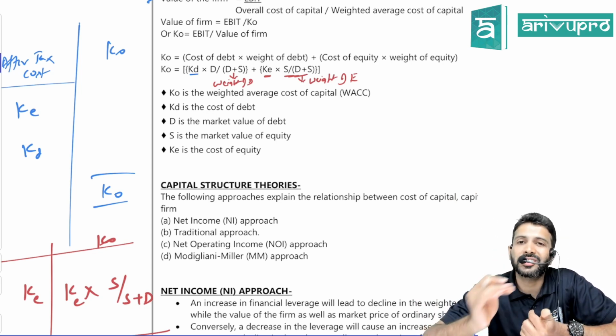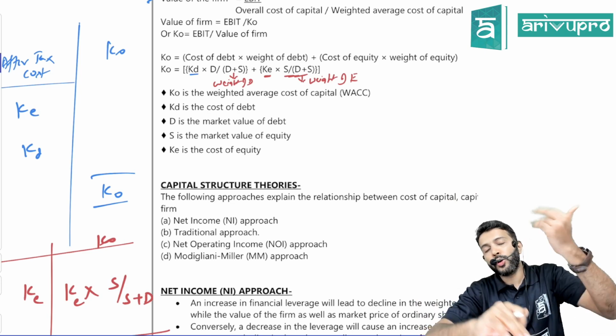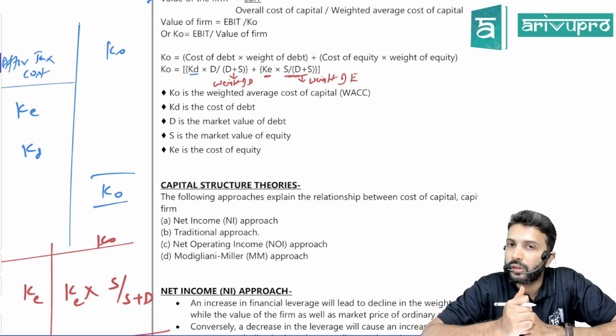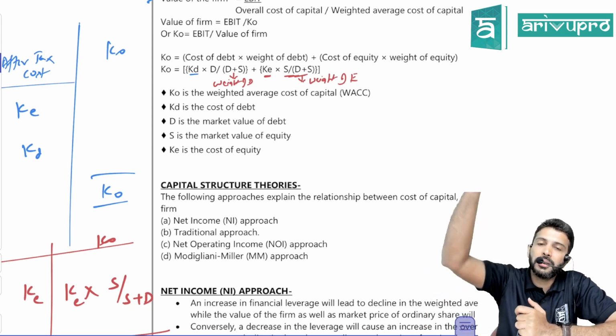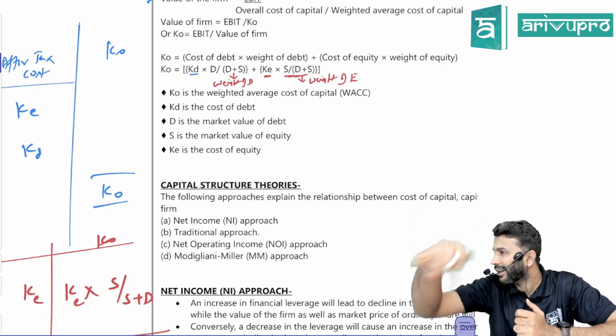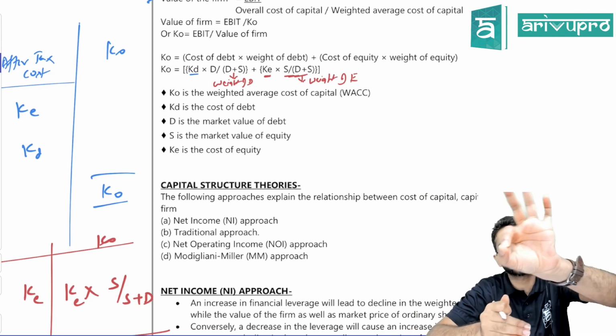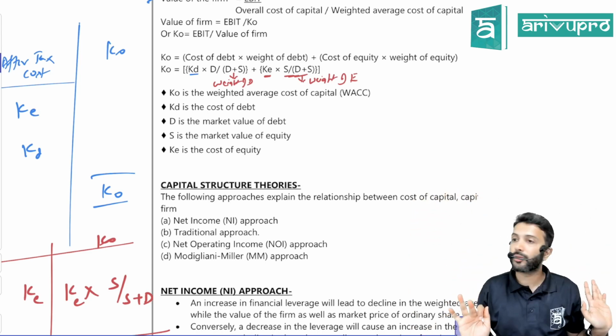So V is equal to S plus D. If you want to get the market value of equity alone, you can rephrase that equation to be, instead of EBIT, you will take EAS or net income divided by cost of equity. That's all we have learned so far.